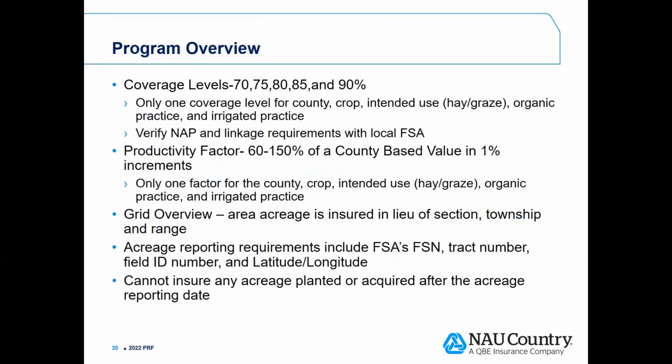Coverage levels range from 70 to 90%, with a productivity factor 60 to 150%. On the coverage levels, you can move in 5% increments. On the productivity factor, you can move in 1% increments. Mark will show us in the quoter here in a little bit how to quote one and how to show it. Typically for myself, I try to keep my coverage levels as high as I can, and then use the productivity factors to adjust my premium if they can't afford it. Start at 150 and back it off until they can live with the premium.